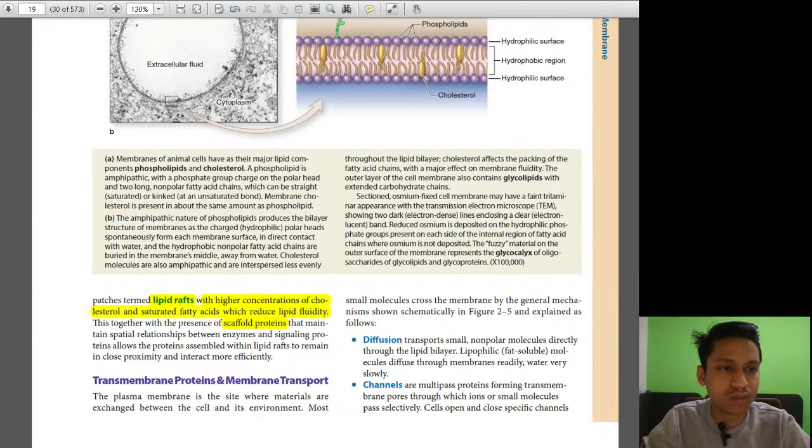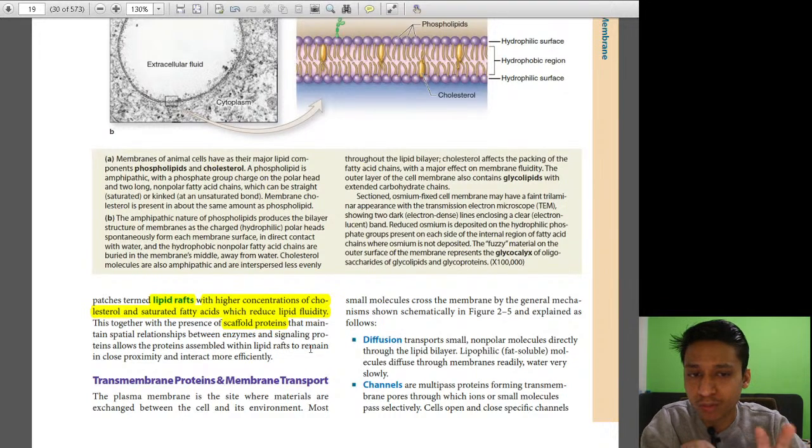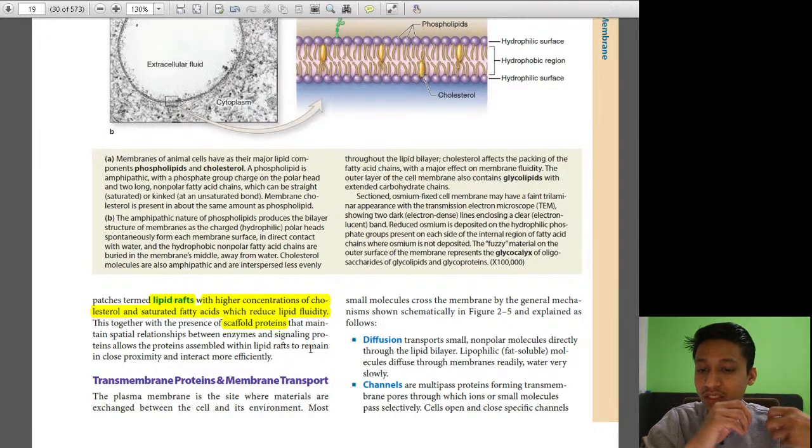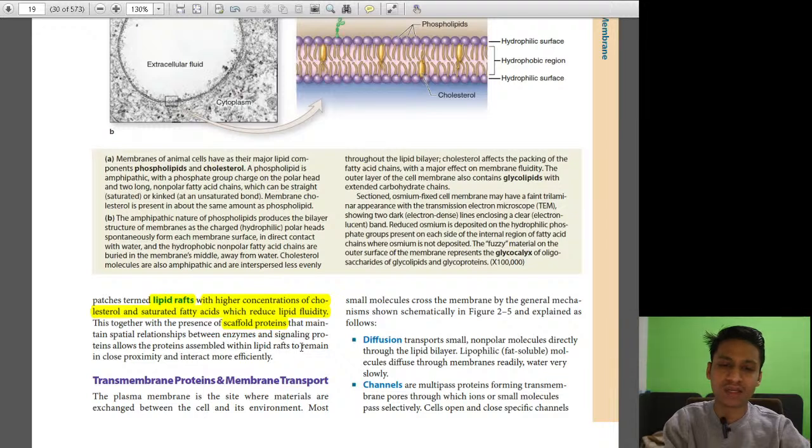All right. So we know now what lipid rafts are. We also need to understand one important thing, that lipid rafts have a high concentration of cholesterol and saturated fatty acids, which are responsible for reducing lipid fluidity, making it less mobile. This, together with the presence of scaffold proteins that maintain special relations between enzymes and signaling proteins, allows the proteins assembled within lipid rafts to remain in close proximity and interact more efficiently.